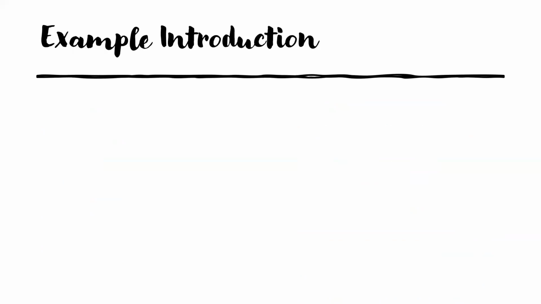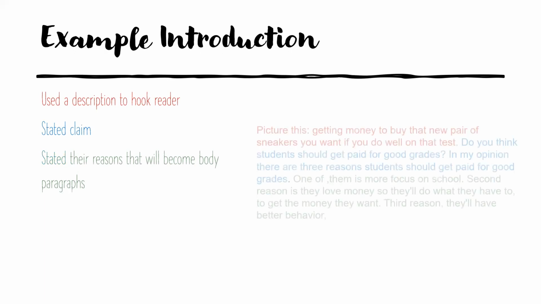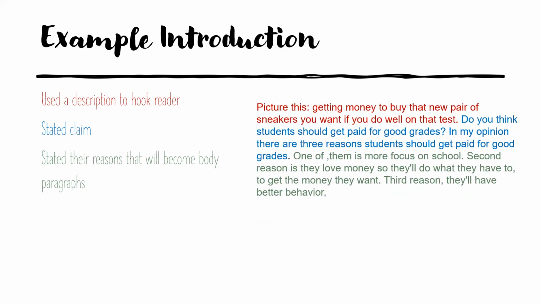Okay, so let's look at some examples because we've learned that it's always a great idea to look at examples of what type of writing we want to do. So this person is going to use a description to hook their reader. They're going to state their claim, and then they're going to state their reasons that will become body paragraphs. So here it is. Picture this: getting money to buy that new pair of sneakers you want if you do well on that test.